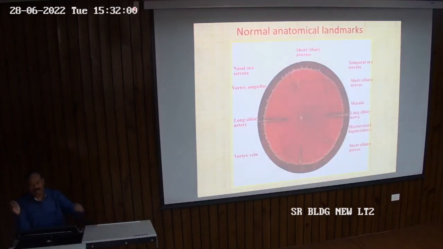Now these are the normal anatomical landmarks. In the center you can see the optic disc. This is a wide angle view of the retina. The central optic disc you are seeing, and the vessels are coming out from there. Temporal to the optic disc is the macula. Then you can see the superior and inferior arteries and veins, and the most peripheral part is the ora serrata. Ora serrata is the part where the retina ends and your ciliary body begins.